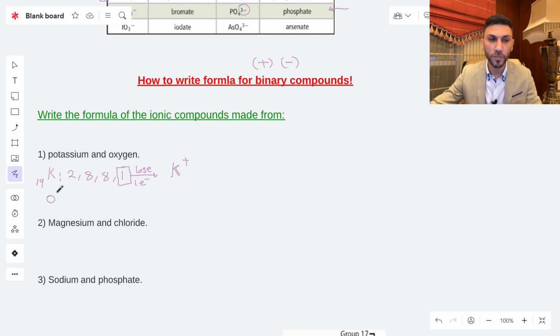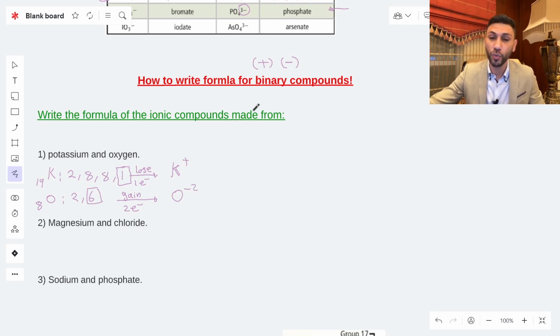Oxygen is in group 16. That means it has 6 valence electrons and it needs to gain 2 electrons to become stable. That means it will become O negative 2. Or we can write the atomic number, which is 8, and it's going to be 2 and 6. I have 6 valence electrons, so I'm going to gain 2 electrons to make them 8. After gaining 2 electrons, it will become O negative 2.